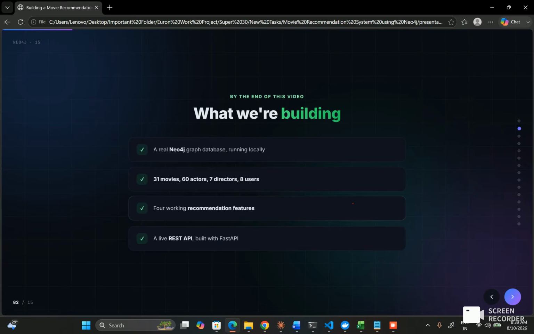What we are building today. A real Neo4j graph database running locally: 31 movies, 60 actors, 7 directors, 8 users, as it is a mini project to make you understand how Neo4j works. 4 working recommendation features and a live REST API built with FastAPI.